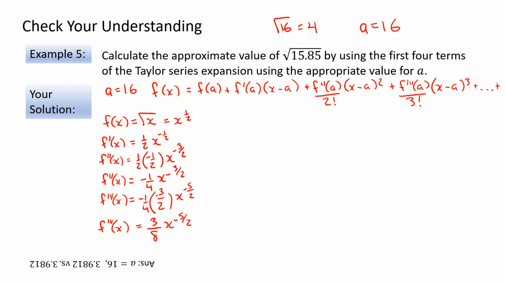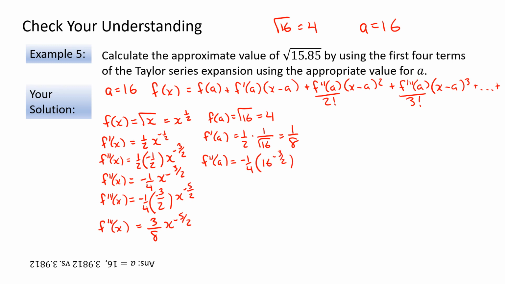So now if I substitute in 16, for our first function, we get f at a is equal to the square root of 16, which is 4. F prime at a, okay, we get 1/2 times, in this case it's 1 divided by the square root of 16, so this comes out to 1/8. F double prime at a, okay, is equal to negative 1/4 times 16 to the negative 3/2.